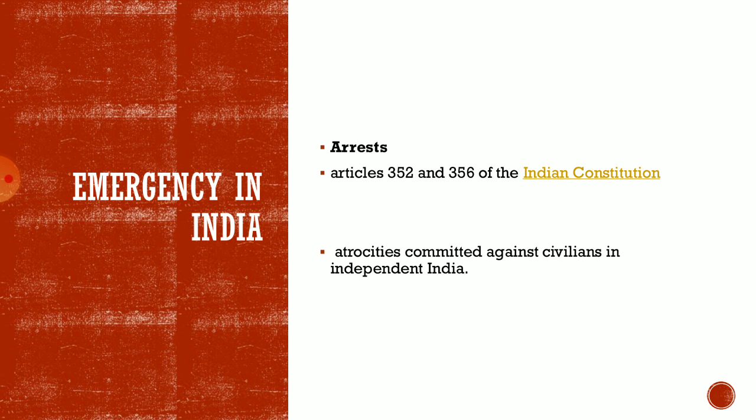Most of these arrests happened under laws such as MISA. Okay, so my question to you is, imagine you being the prime minister in June 1975, before or on June 25. If you had been the prime minister during that time, would you have imposed emergency then? सो क्या आप इमरजेंसी लगाते अगर आप उस टाइम प्राइम मिनिस्टर होते?